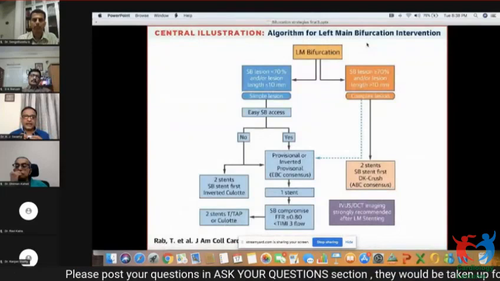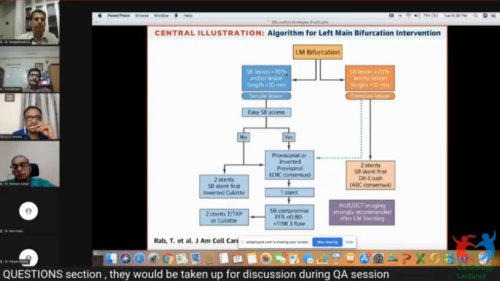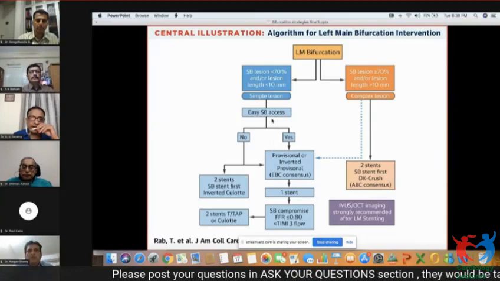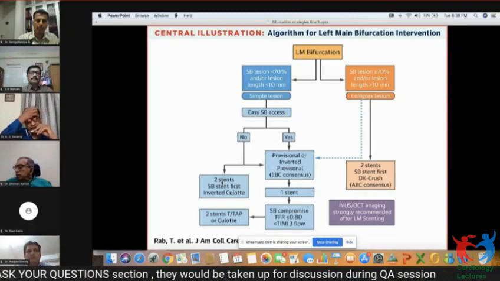In summary, a left main bifurcation, this is quickly what we do, basically. If the side branch lesion is less than 70%, it is simple. If the side branch access is easy, we just go ahead with a provisional or an inverted provisional with a single stent. If we end up with a compromise, we switch to a two-stent technique. If the side branch access is difficult, you can straight away decide that you want to do a two-stent strategy, either an inverted culotte or others.